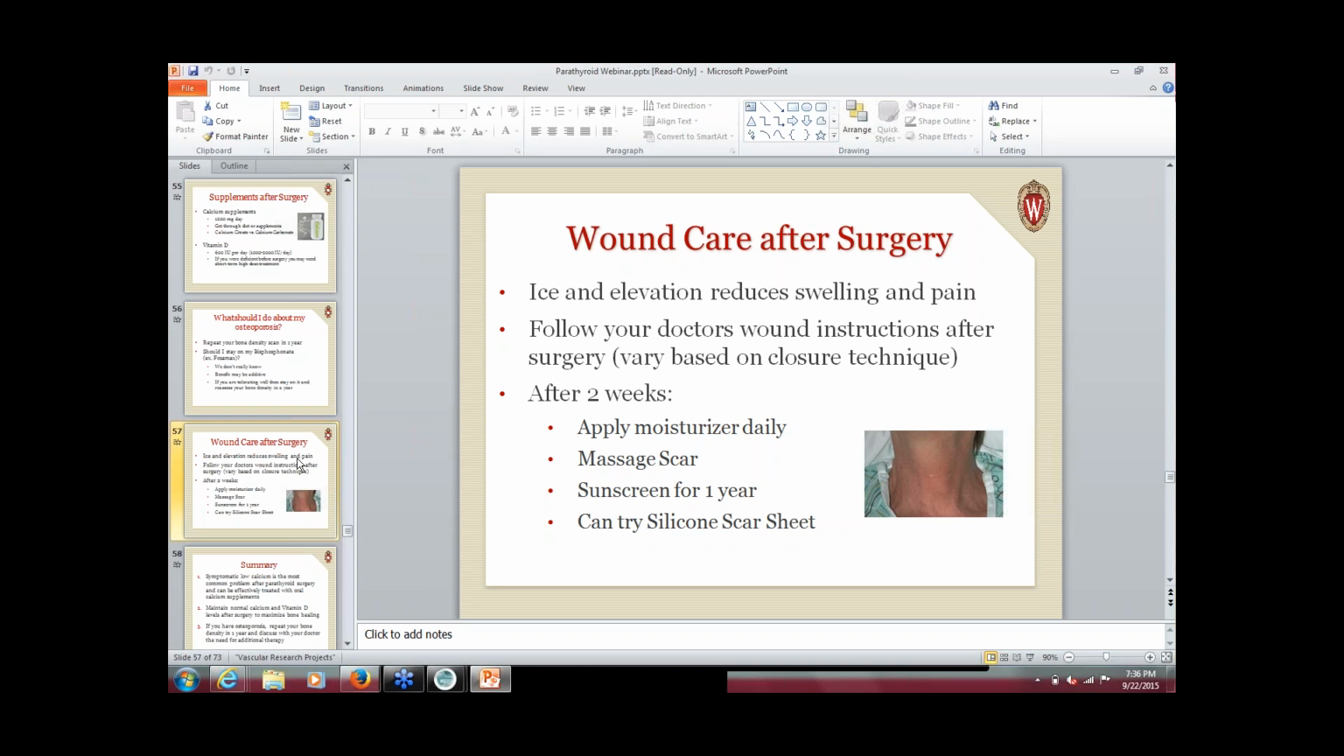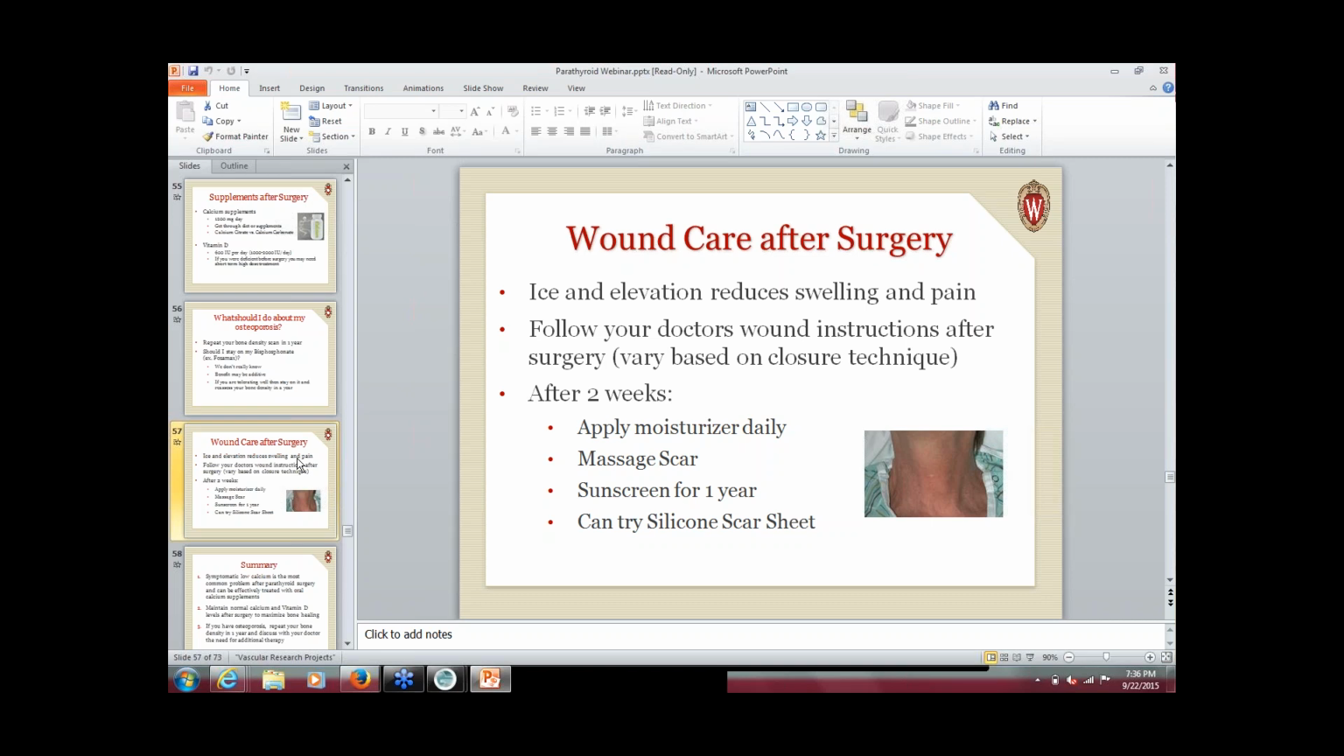If the scar area feels tight or you feel some tightness in your neck, you can massage the scar. What we typically say is put some moisturizer on it and rub along the length of the scar, and that can help break up some of the scar tissue underneath it and help speed the recovery of healing.